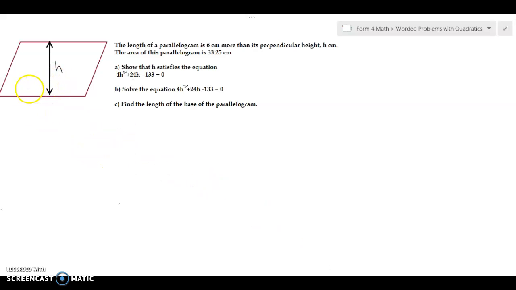This is the question here. There's a parallelogram here and it has one measurement, which is the height, the perpendicular height, and it's called h. And it says the length of the parallelogram is 6 centimeters more than its perpendicular height. The area is this, right? Show that it satisfies this equation and solve and so on.